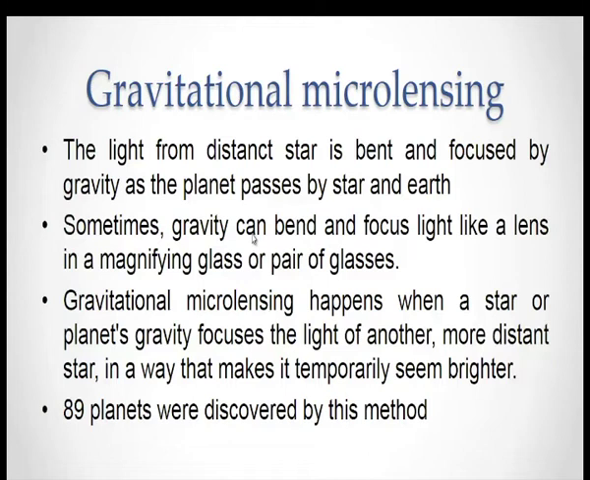The light from a distant star is bent and focused by gravity as a planet passes between the star and Earth. Sometimes gravity can bend and focus light like a lens in a magnifying glass or pair of glasses. We know optical lenses, magnetic lenses, and here gravitational lensing, a wonderful concept which is used to find exoplanets.